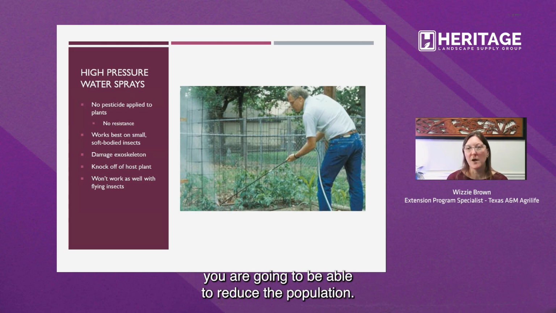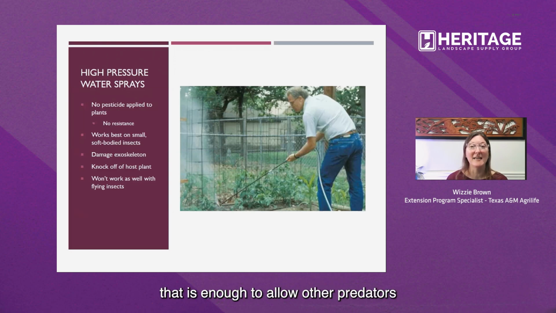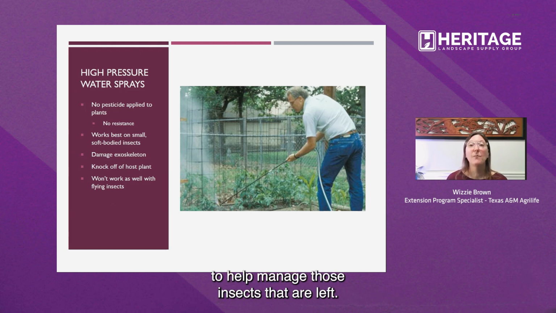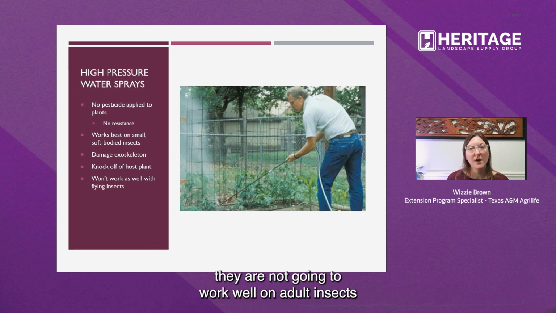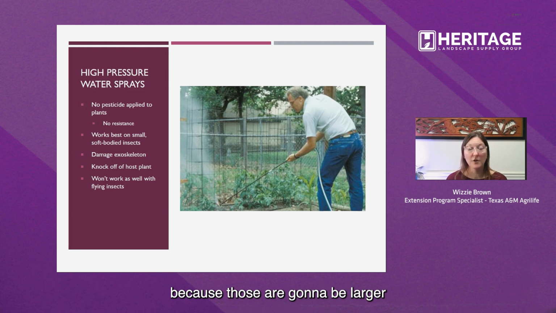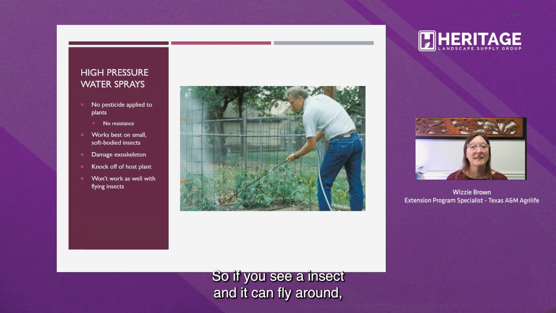So while you may not necessarily kill all of the insects, you are going to be able to reduce the population, and a lot of times that is enough to allow other predators and parasitoids to come in to help manage those insects that are left. So this strategy, while you can use it against immature insects as well, because those aren't going to have wings, they are not going to work well on adult insects because those are going to be larger and they're capable of flying. So if you see an insect and it can fly around, that is an adult insect.